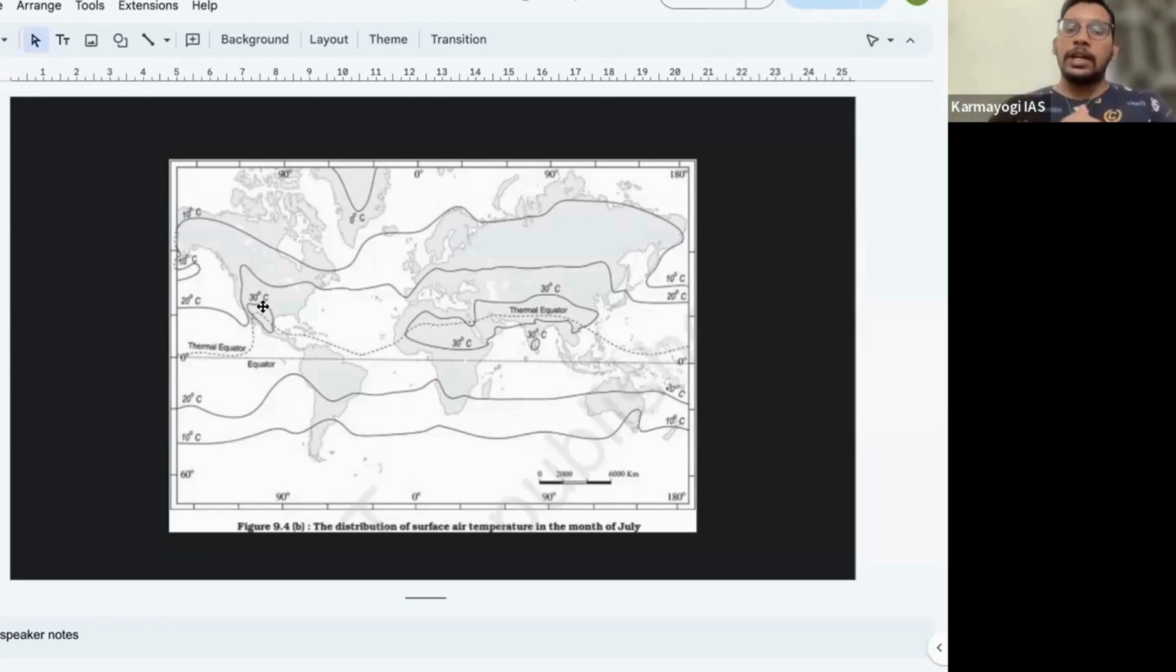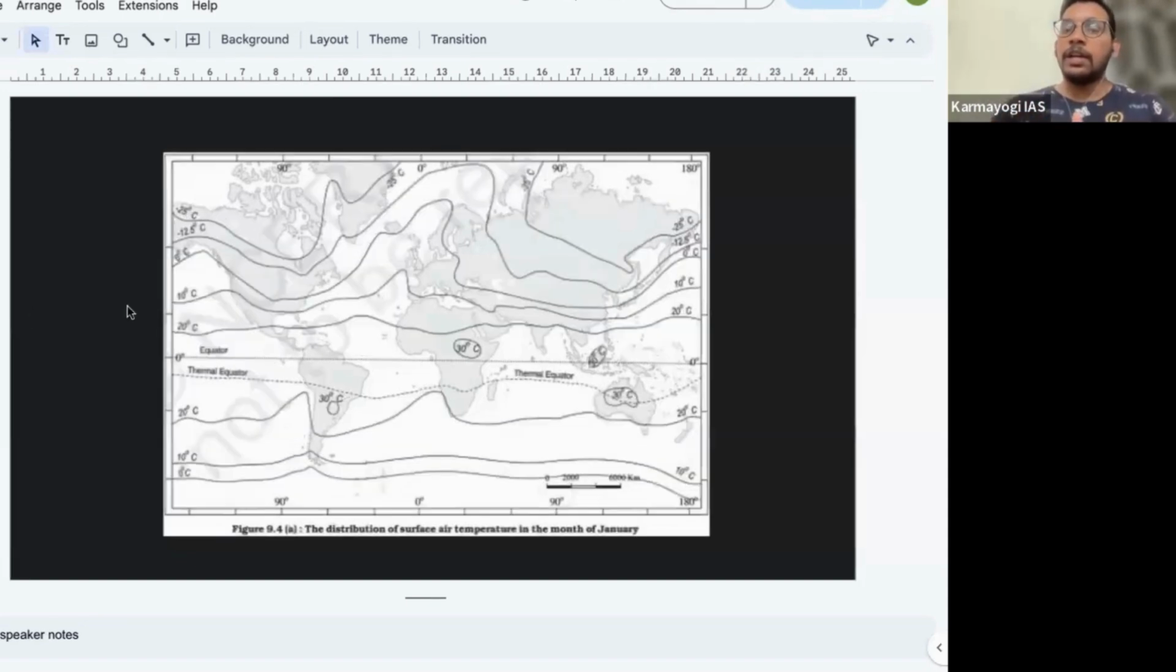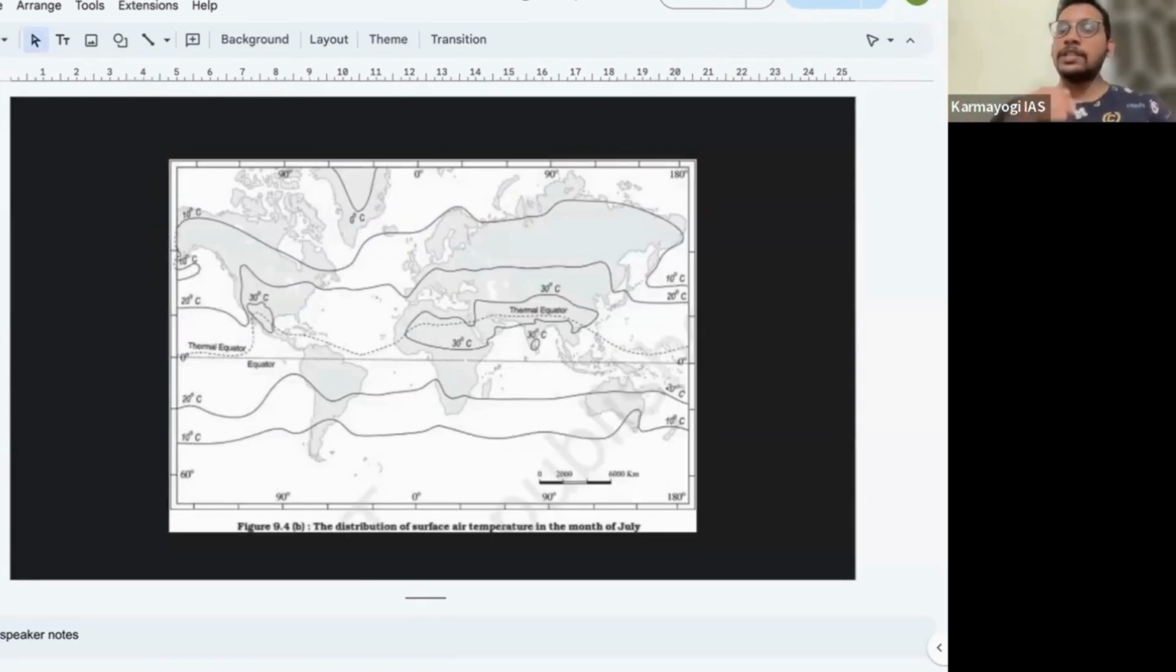So here the deviation in the landmass is northern, whereas in case of January, the deviation of isotherms is northern in the oceans, southern in the land. But in case of July, as it was the reverse, summer season, the tilt of the isotherms is northern on the land and southern in the oceans, right? So this is how the isotherms are measured. You can practice for the southern hemisphere, right?